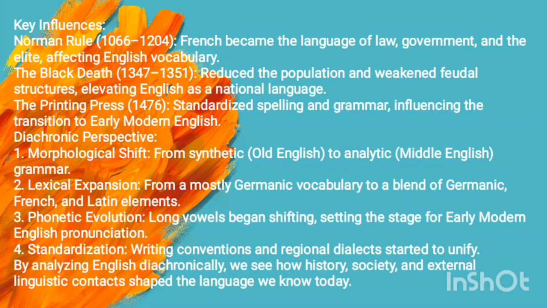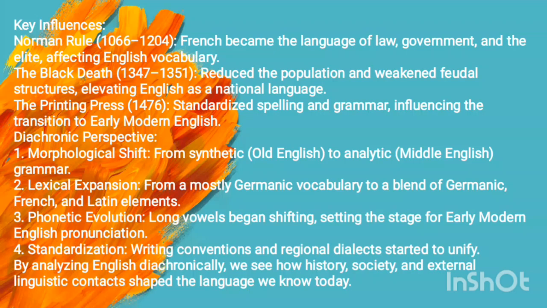Key influences on Middle English. First one is Norman rule, from 1066 to 1204. French became the language of law, government, and the elite. English absorbed many legal, political, and aristocratic words.